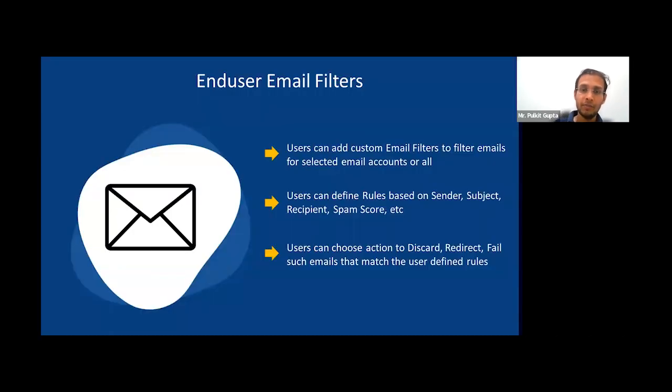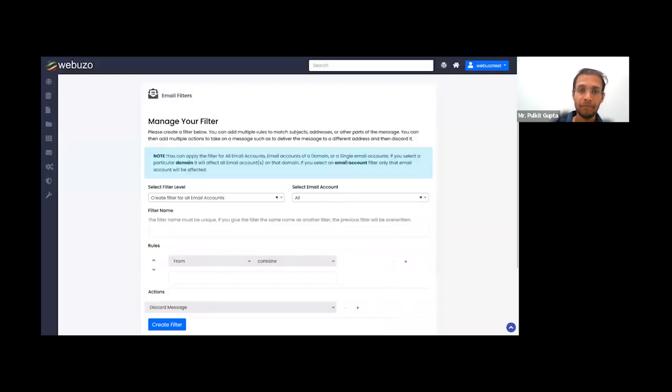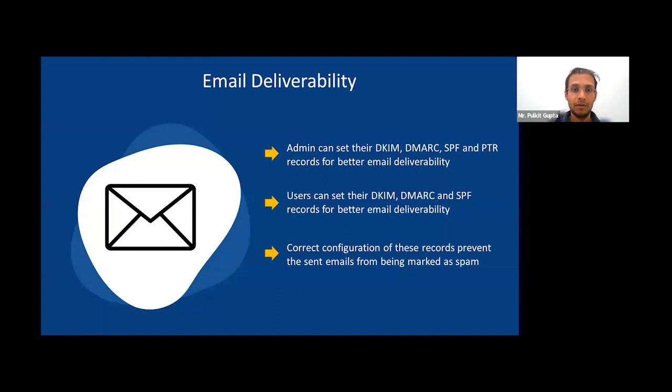So we've also added email filters. Users can create their own email filters. We've added SpamAssassin as well for spam filtering, and other email features that will help you manage your email effectively. This is a screenshot of email filters. There are a lot of rules you can create for your particular email account. This is the end user account, and the emails will get filtered as per the preferences set.